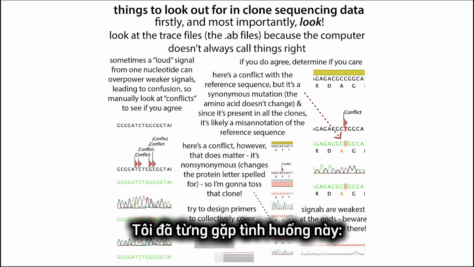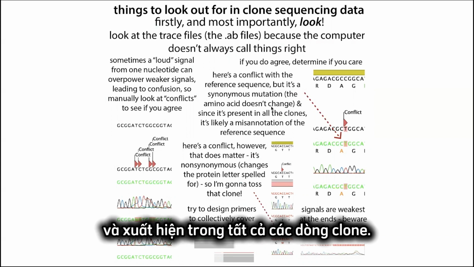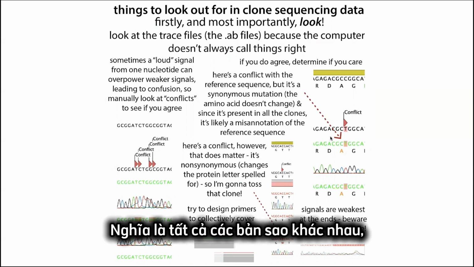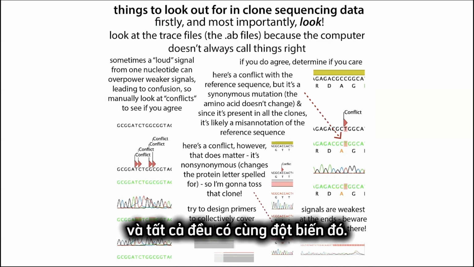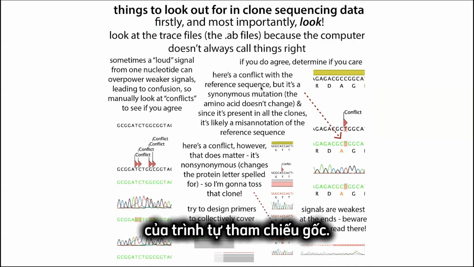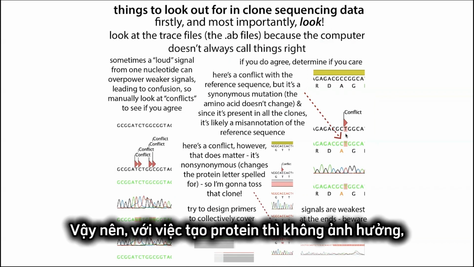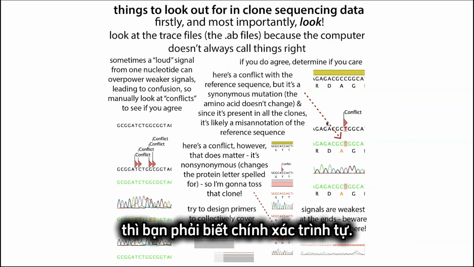And so I've had this happen where there's a conflict with the reference sequence, but it's a synonymous mutation and it's present in all of the clones. If I tested multiple clones, and they all had the same mutation in there, which didn't change anything, it was probably just a misannotation of that original reference. But it would be important to know if I was going to design, say, a primer later that was going to cover that region. So in terms of the actual protein making, it doesn't matter. In terms of designing a primer where I needed to know the sequence, then it could matter.